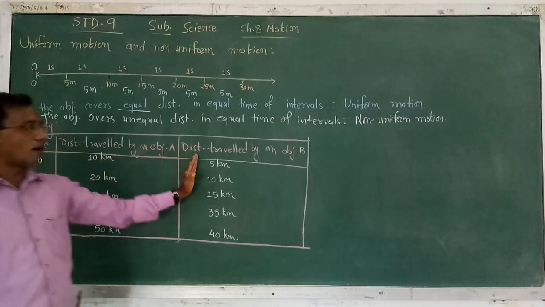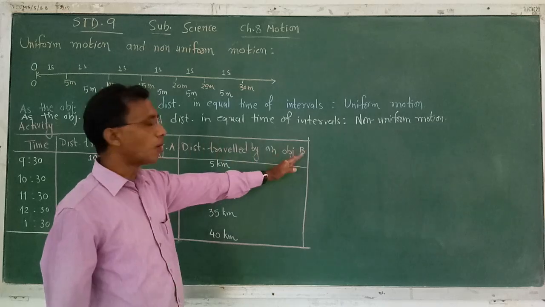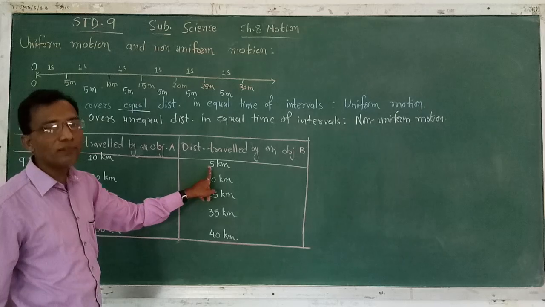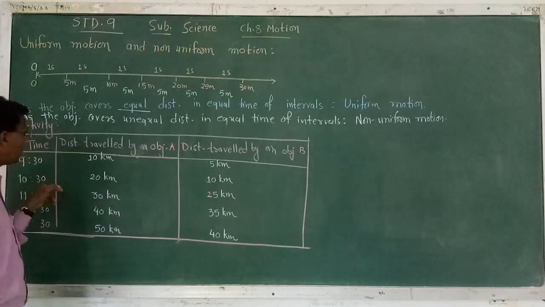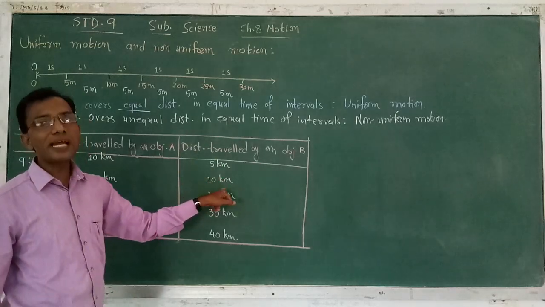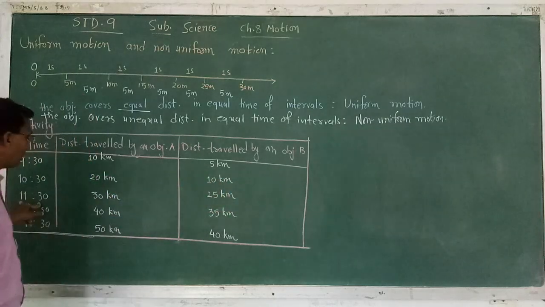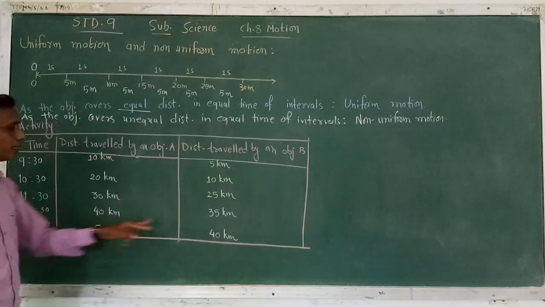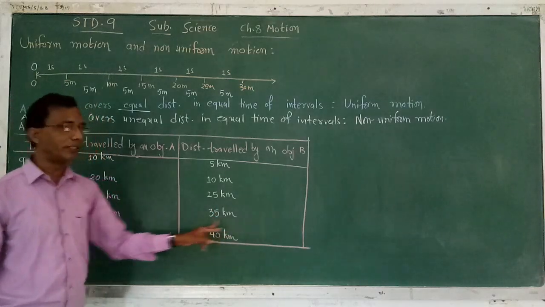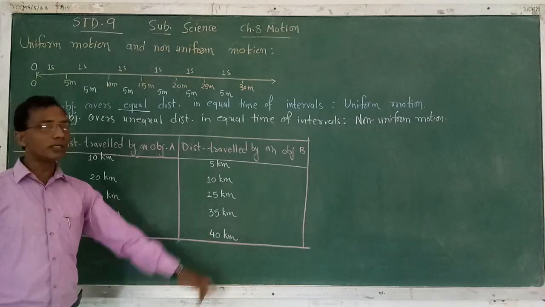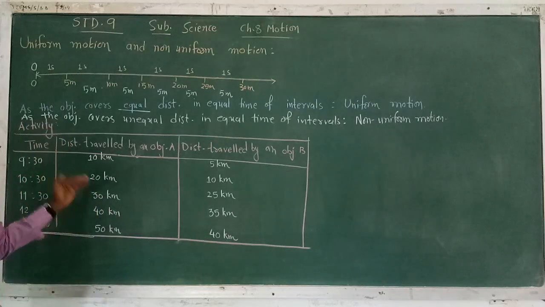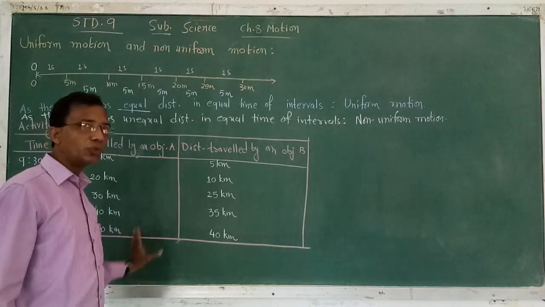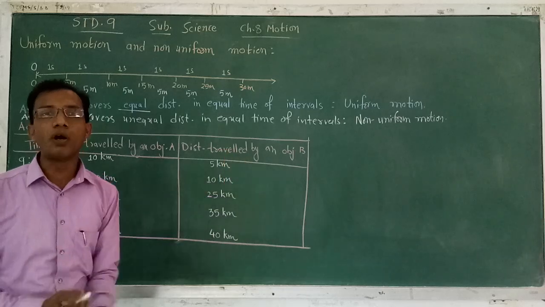Now we see the data of object B, the distance traveled by object B. At 9:30, it covers only 5 kilometer. At 10:30, it covers 10 kilometer. At 11:30, 25 kilometer. At 12:30, 35 kilometer. And at 1:30, 40 kilometer. So from this data, we can find out which is uniform motion and which is non-uniform motion.